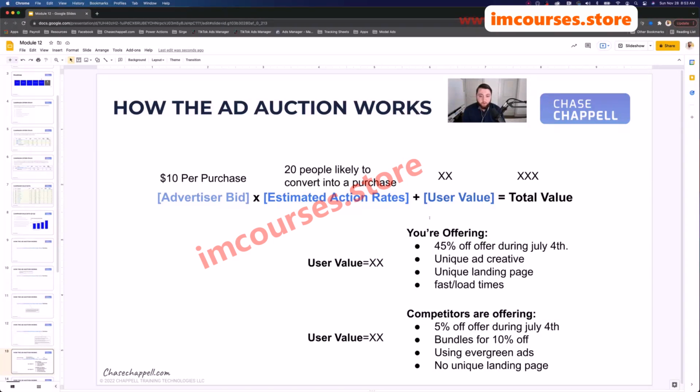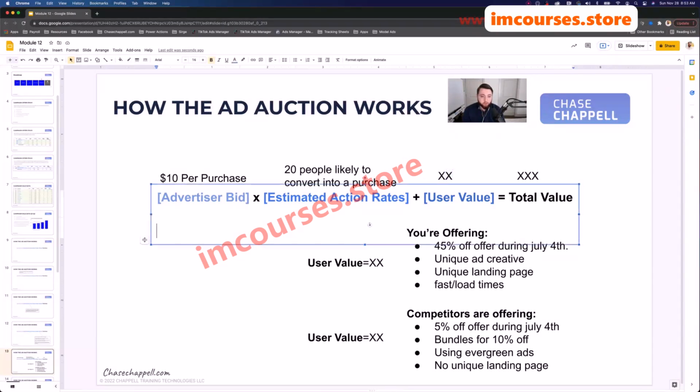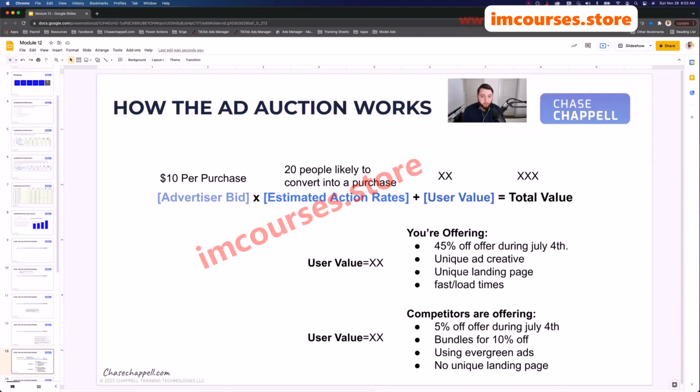And then you have the user value. So the user value is going to be determined here. So let's say that you're running an offer during July 4th. This is during Q2, and you're doing a 45% off offer. Most people don't even run 45% off offers during the holidays, let alone on July 4th. It's such a big offer that most people would think it's a pretty crazy offer during July 4th. And most would say that they would never even run an offer during July 4th. They would just continue with their campaigns because they don't see that as a big sell day potentially.